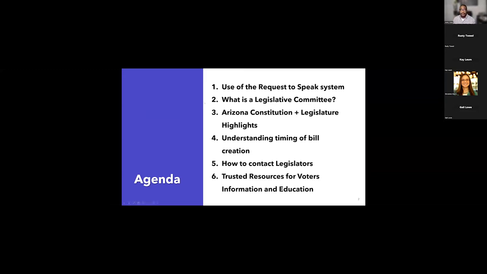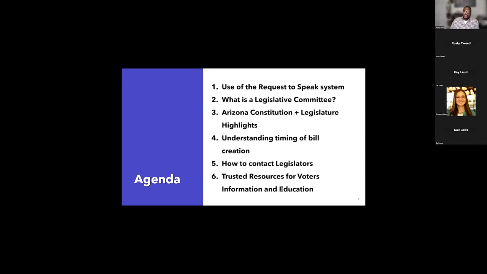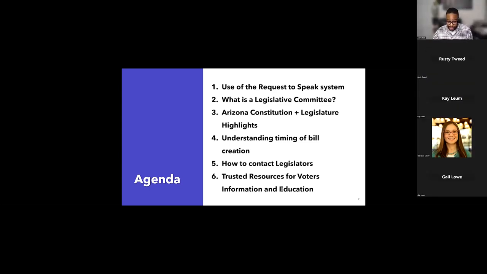So the agenda today, we're going to go over the use of the request to speak system, or RTS. We're going to talk about what a legislative committee is. We're going to talk about a high-level overview of the Arizona Constitution and the legislature. We're going to talk about the timing of bill creation and how the process works. We're going to talk about how to contact your legislature if you have an issue or you just like to share some information with them. And we're going to go over trusted resources for voters on information and education today.